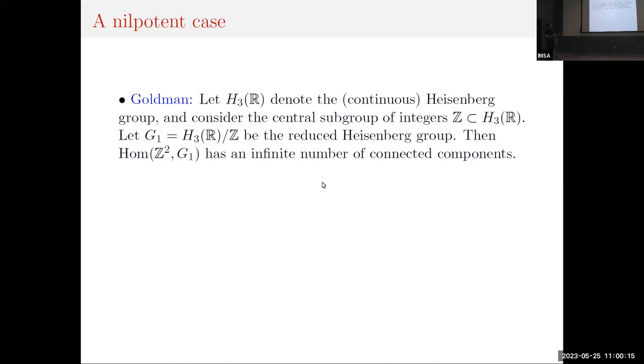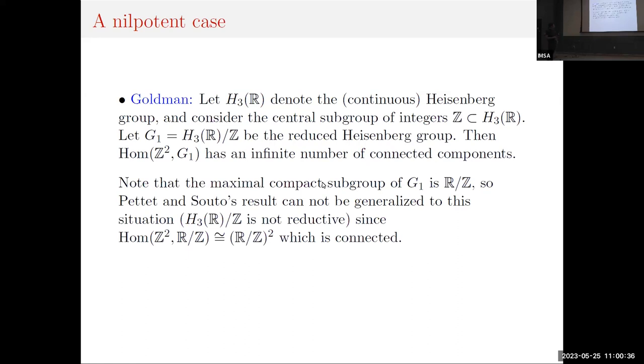And what he found out is that there's a way of counting the components here, and he thought that it was an infinite number. So one of the things he concluded is that this couldn't be a variety anymore. Okay. So this is what I was saying. The maximal compact subgroup of this reduced Heisenberg group is just a circle, and the Hom space here is just, well, this is an abelian group, so the commuting pairs is just everything, and this is a connected space. And so there's no retract, well, homotopy equivalence between the Hom space of the commuting elements of the reduced Heisenberg group into the ones of the maximal compact.